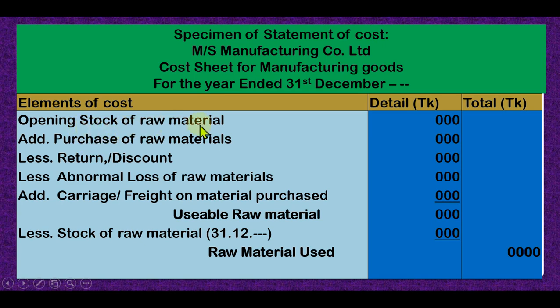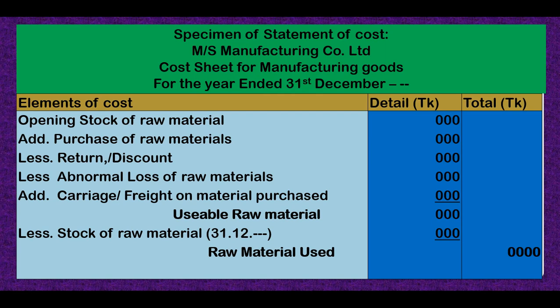Dear student, you know what raw materials are. Raw materials are those materials which are part and parcel of a produced good. Like, dear student, we would like to produce books. So for producing books, what we need is paper. So this is the raw material. If you would like to produce a shirt, then cloth is the raw material. If you would like to make cloth, then thread is the raw material.